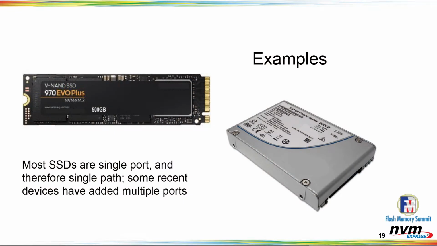Some examples of single pathing devices are primarily devices you'd see in your laptop or in server systems that are desk side kinds of systems where you don't have a lot of redundancy going on.